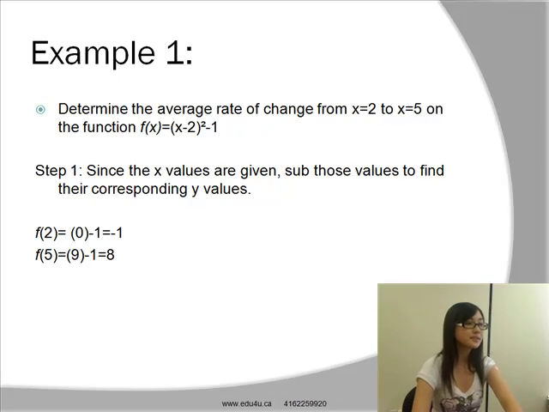For this first step, since the x values are given, you sub those values in to find the corresponding y value. That would be the f of x. So when x is equal to 2, f of x equals negative 1. When x is equal to 5, f of x equals 8.